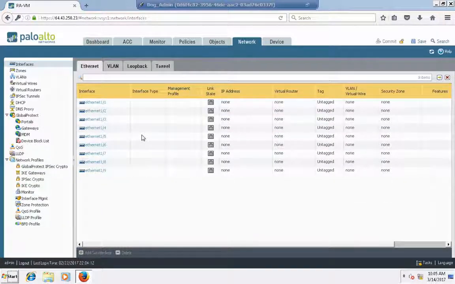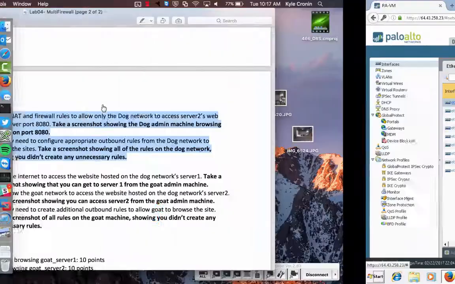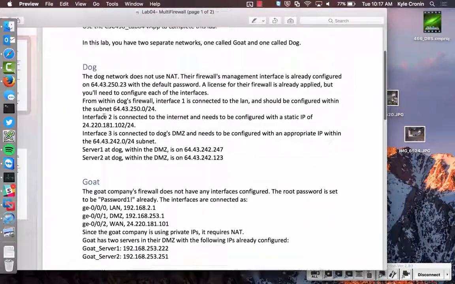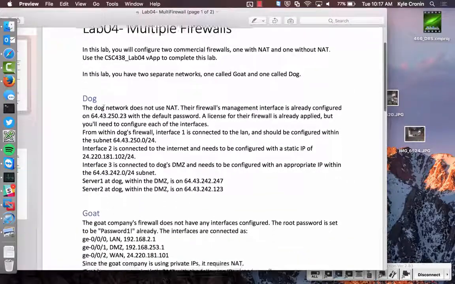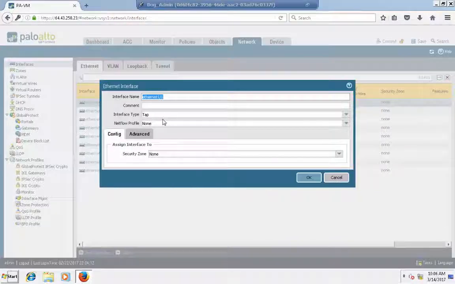So we come over here and we look at our interfaces. What does Palo do that's weird with their numbering compared to everything else in the world? Their interfaces start with 1, which is cool, I guess, instead of 0. Either way, it is what it is. Interface 1 is connected to something and should be in the 64.43.250 subnet.